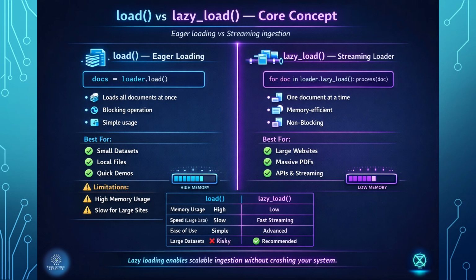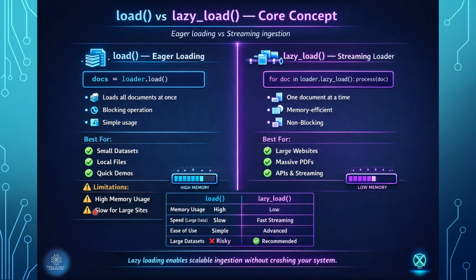So here in the loaders, there are basically two core methods. One is .load and another one is lazy_load. The .load method performs eager loading, fetching all the documents at once. Basically it is called blocking until complete. It is ideal for small datasets, for local files or for quick demos.